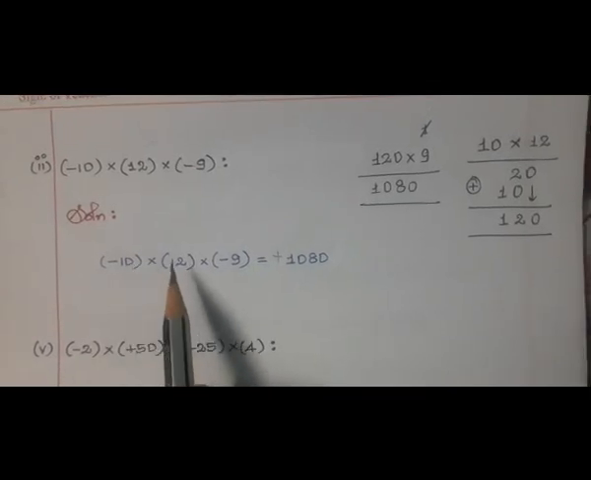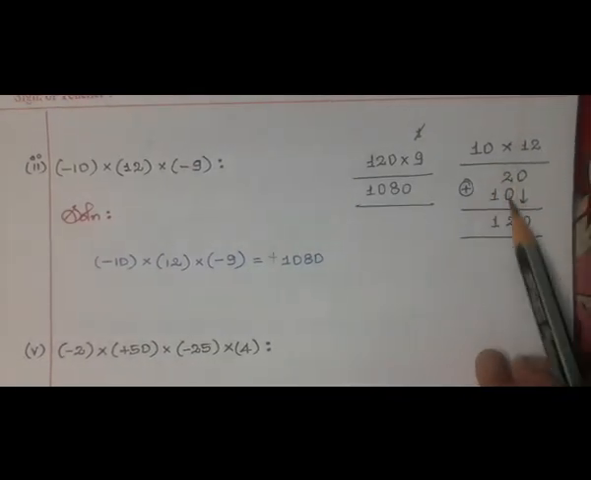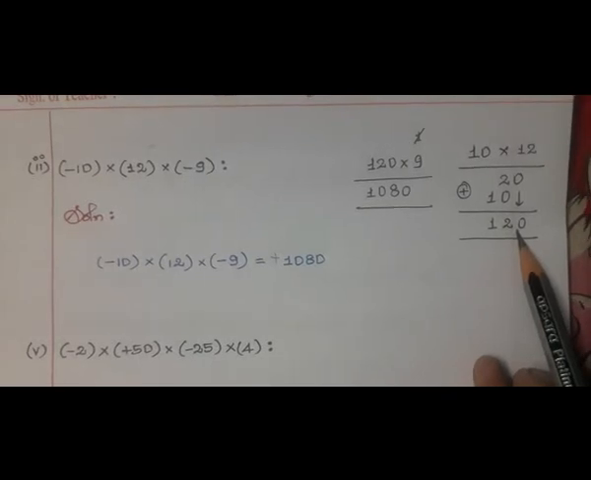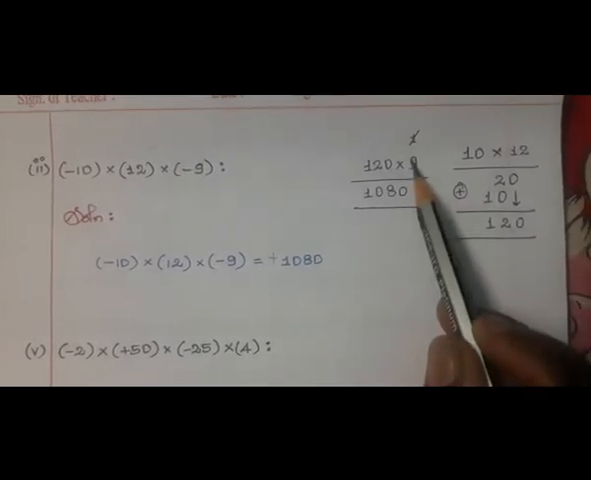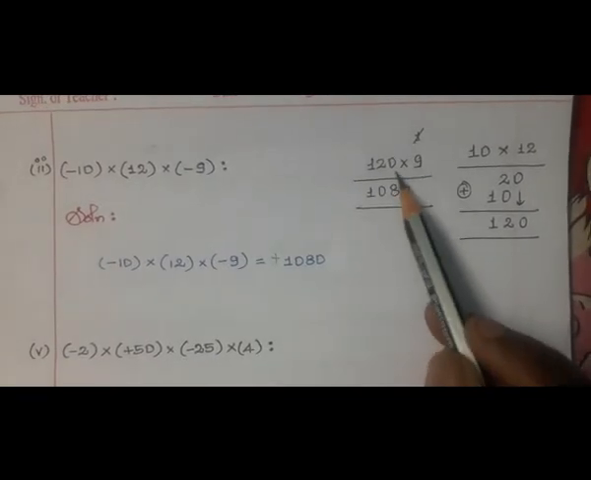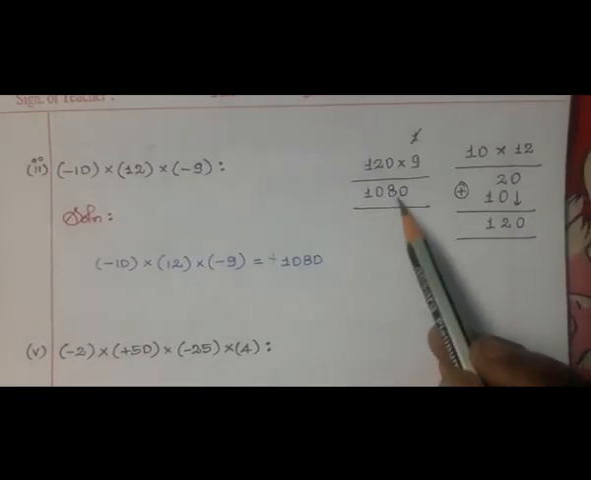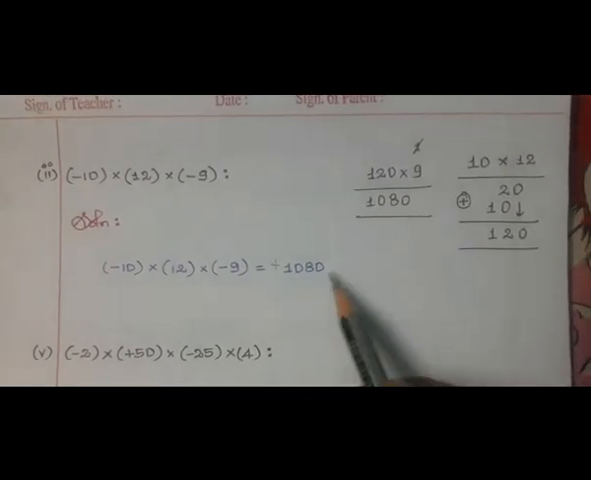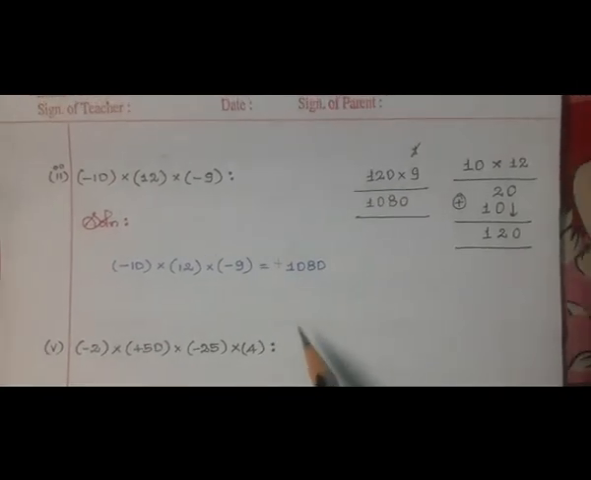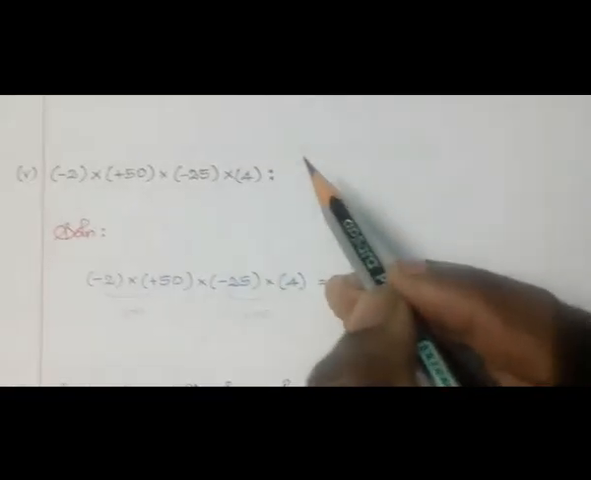And when you multiply 10 into 12, we get 120, and after that we want to multiply this 120 by 9. Therefore, 9 into 0 is 0, 9 twos are 18, remainder 1, 1 nine is 9, 9 plus 1 is 10. So the answer is 1080. Clear? Next we'll move on to the fifth question.